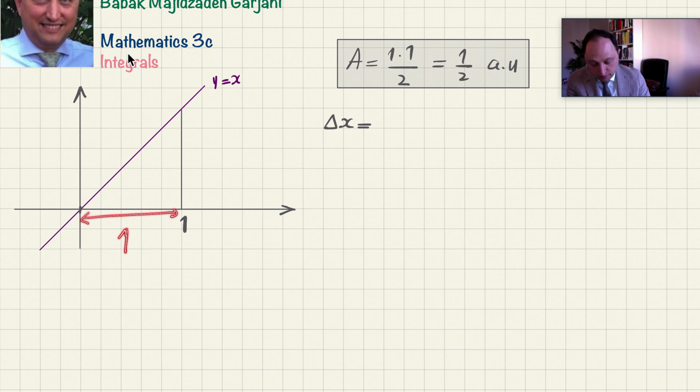1. If I divide it into 2 pieces, each piece is 1/2. If I divide it into 3 pieces, each piece is 1/3. If I divide it into 4 pieces, each piece is 1/4. Now I am dividing it into n pieces. So what is delta x? 1 over n. Agree? Yes?